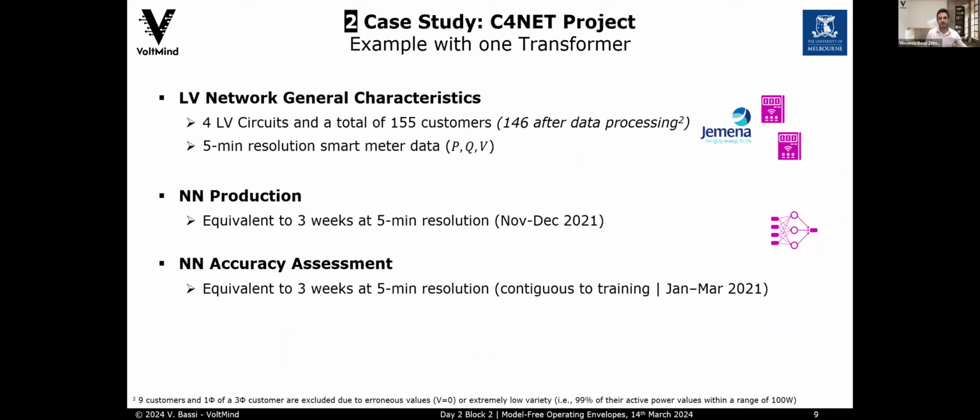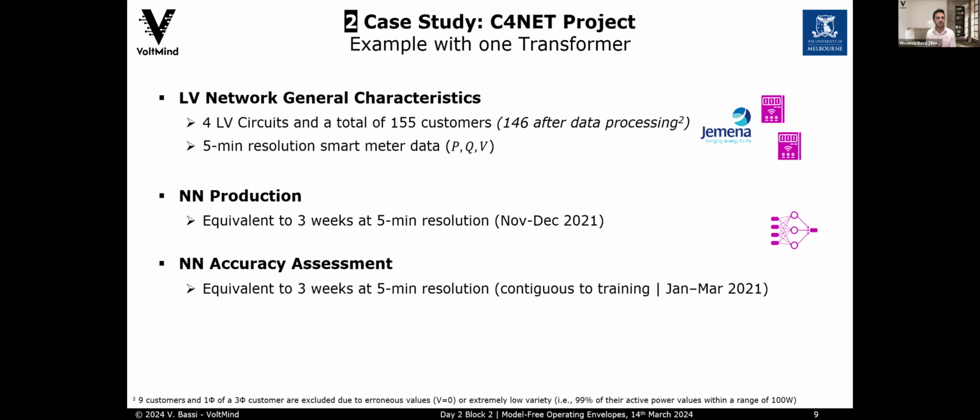All right, so the case study that I'm going to present today, as I was saying before, corresponds to the largest low voltage network that we assessed in this project, which is owned and operated by the Victorian distribution company Jemena. This low voltage network is comprised of 4 low voltage circuits and 155 customers in total. We will consider 146 after the data processing.